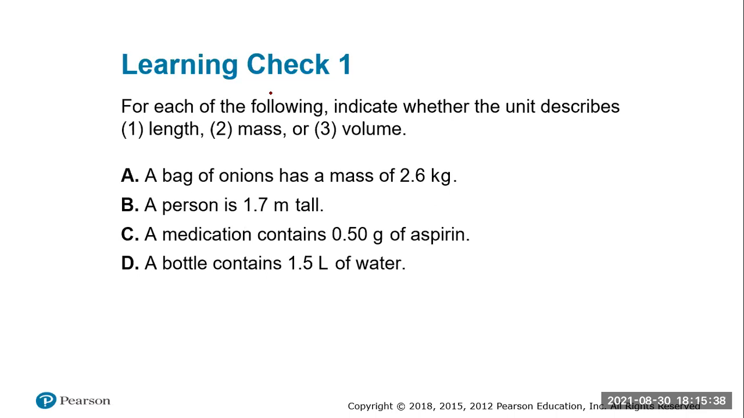We want to know what type of unit is being described: length, mass, or volume. So if we look at 2.6 kilograms, kilograms is a unit of mass. So that looks like a 2 there. 1.7 meters. Meters is a unit of length. So that should be 1 there. Medication is 0.5 grams. Grams is a very common unit of mass, which would be 2. And lastly here, liters is a very common unit of volume, which would be 3 in this case. Any questions on any of those?